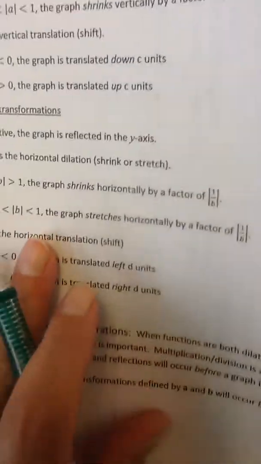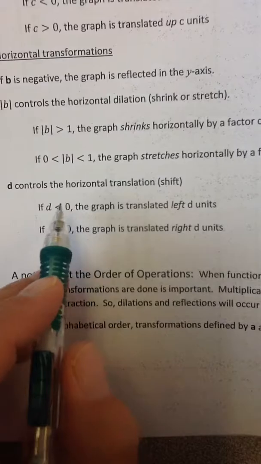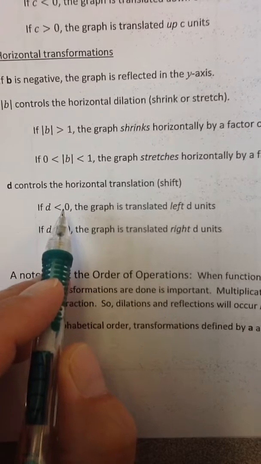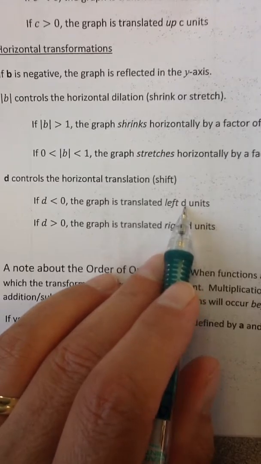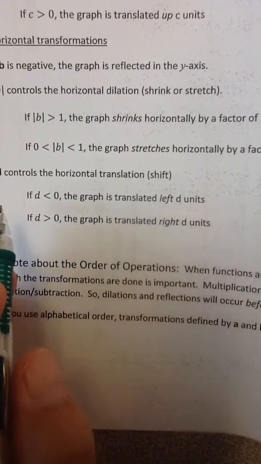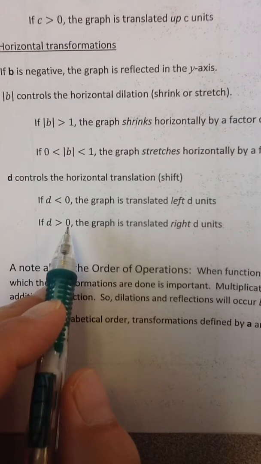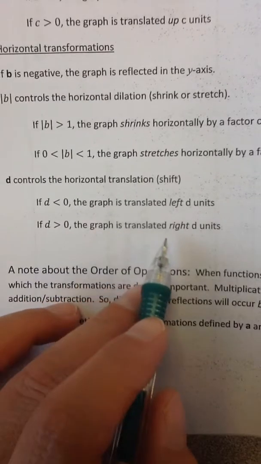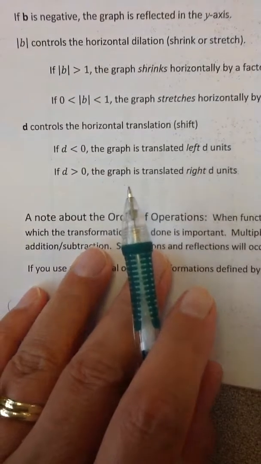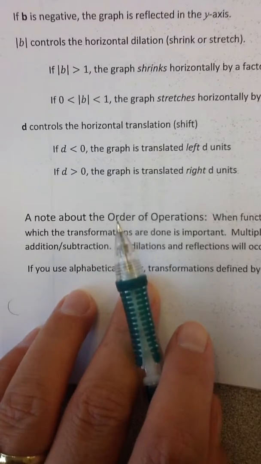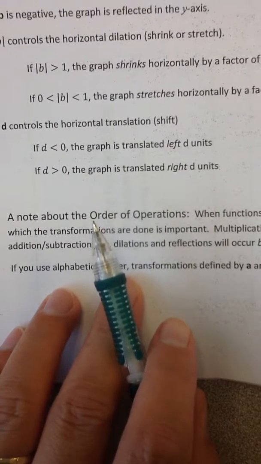So if we look at that summary down here, if d is less than 0 or negative, then we're going to translate to the left because it's going to end up being a plus in the equation. And if d is bigger than 0, we'll get a minus in the equation, and it's going to translate to the right.